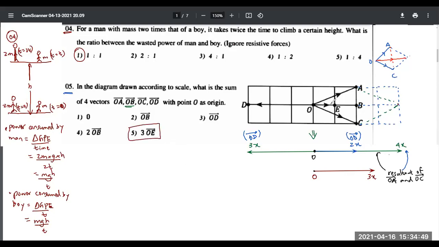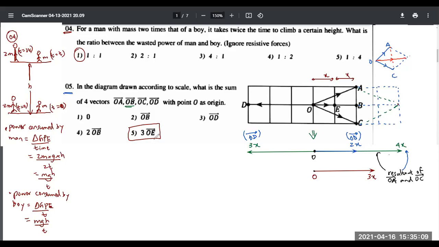Because OE represents 1 box. I have taken this 1 box as x. Each box has x, so OE represents 1 box. Therefore, the answer should be 3 boxes, 1, 2, 3. Then the answer should be the 5th one.